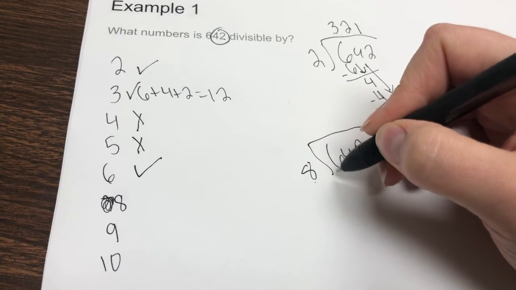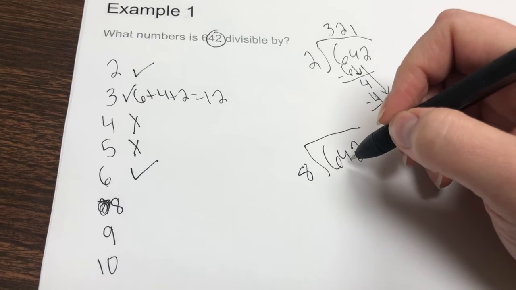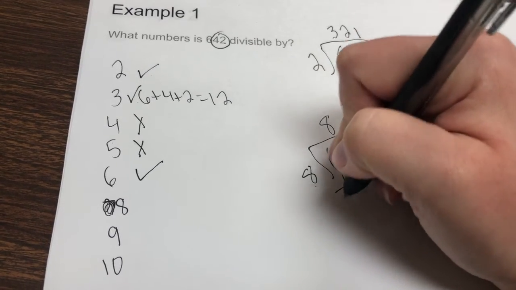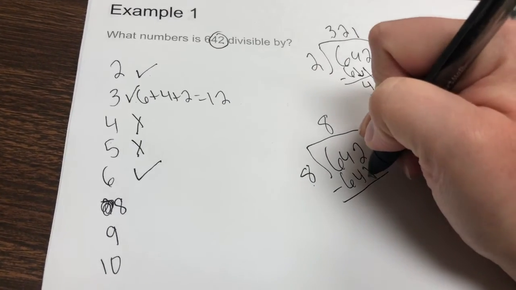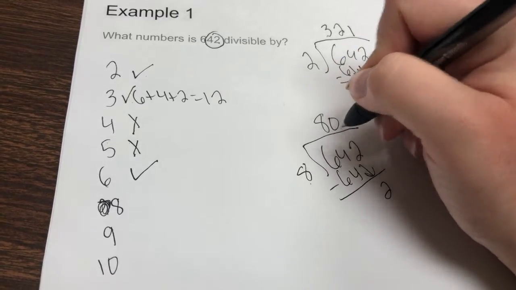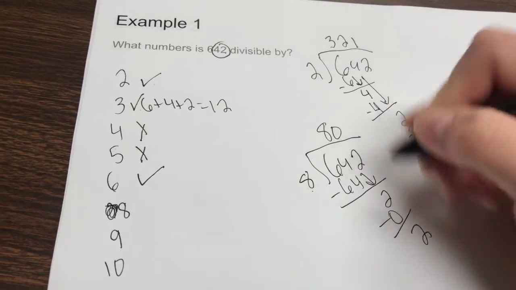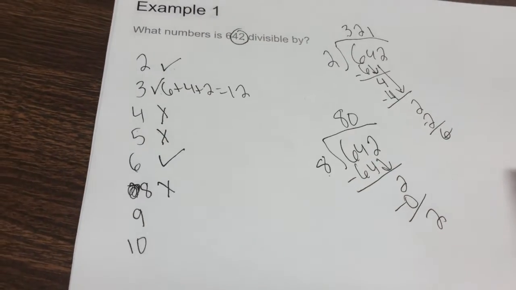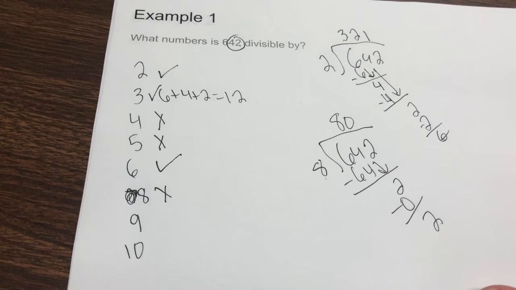So 8 can't go into 6. 8 can go into 64 8 times. Bring down. So no, it's not divisible by 8. Not evenly. So that means it's not divisible by 8.